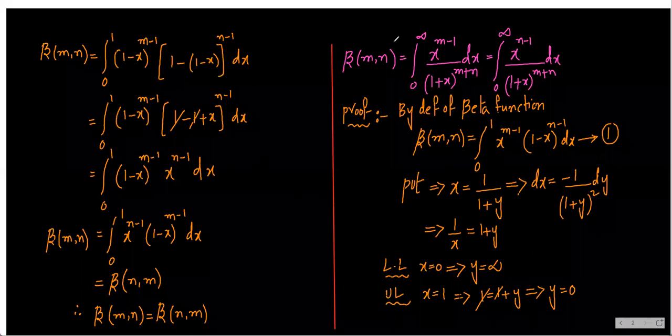Next page. I am continuing now. So when we apply these substitutions here, this beta of m comma n becomes... Can you see this screen? Yes, sir. Lower limit infinity, upper limit is 0.